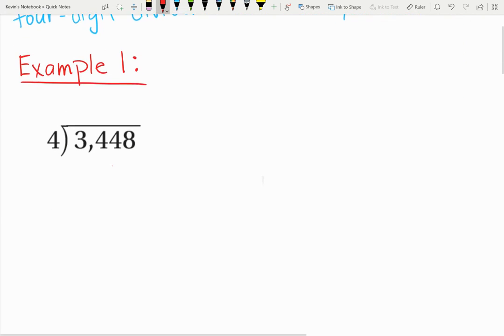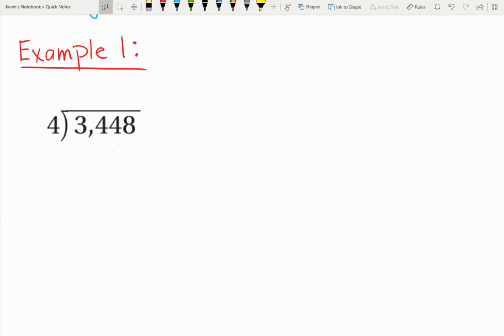So let's get started. Remember, we start with our greatest place value, which is in our thousands. So the thousands place. So 3 divided by 4, we know we can't divide 3 candy bars among 4 people. That's going to be 0. Then you multiply. 0 times 4 is 0. Subtract. Okay. And then bring down. And we're going to bring down the 4.